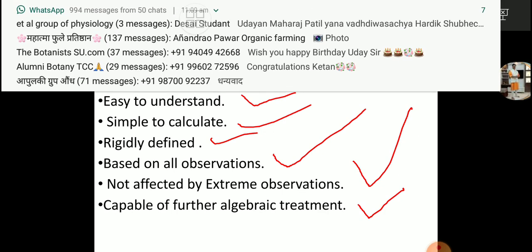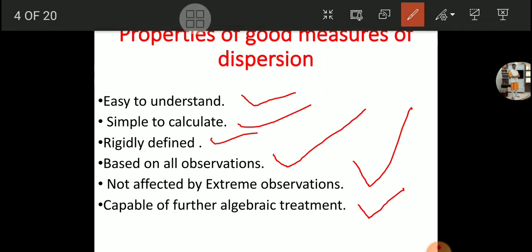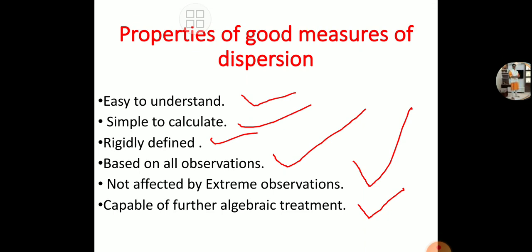Not affected by extreme observations. Suppose extreme observations are there in the data, then the measure should not be affected. Such a characteristic is a property of a good measure of dispersion. Capable of further algebraic treatment: whenever we want to go for further algebraic treatment of the calculated values, that should also be possible.